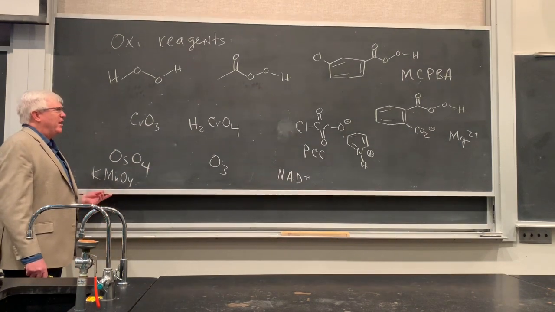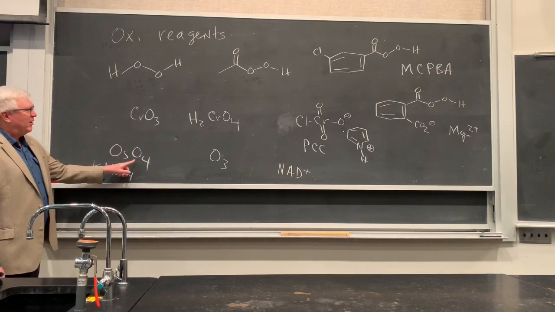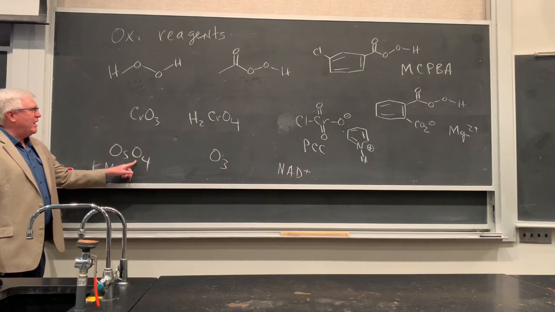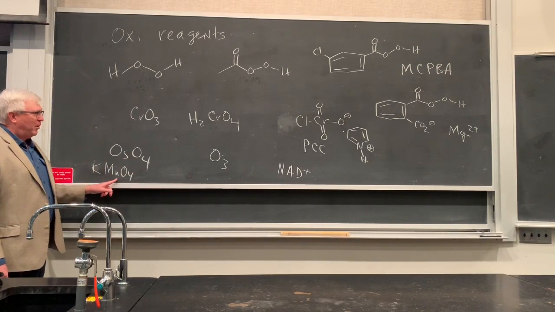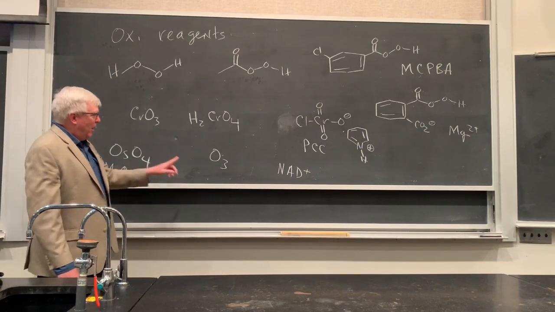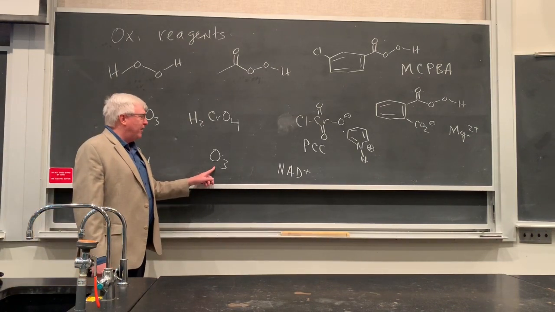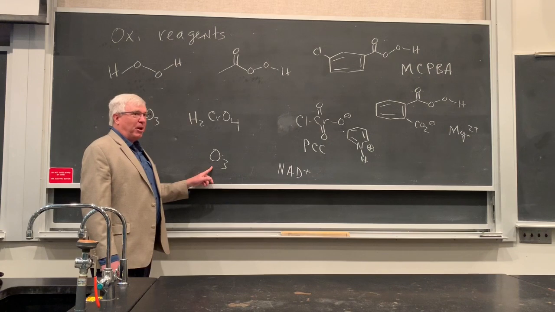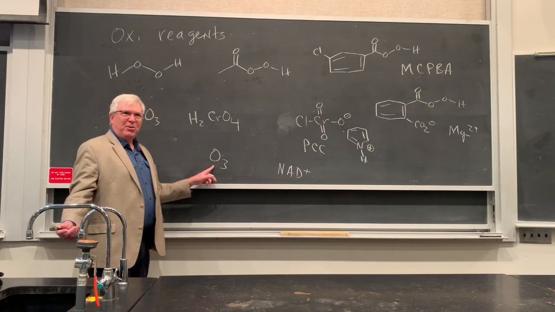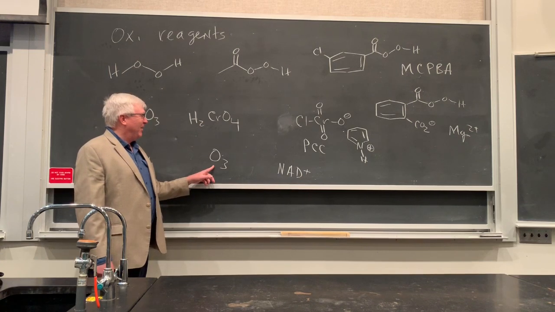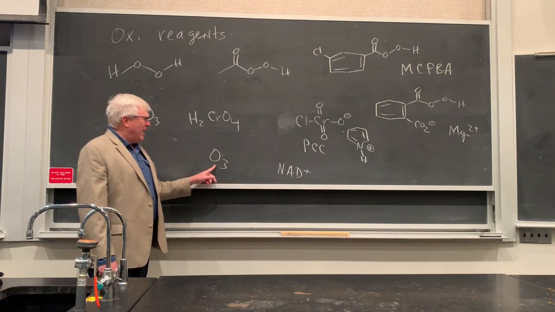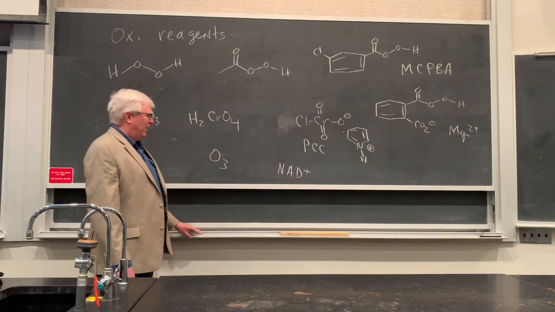Another couple to keep in mind coming up: osmium tetroxide will be oxidizing alkenes to diols. Potassium permanganate can also do that. Ozone is a very aggressive oxidizing agent. It's a gas molecule. It's used to purify different things, including swimming pools. It's a disinfectant reagent. But it will take alkenes to ketones and aldehydes.